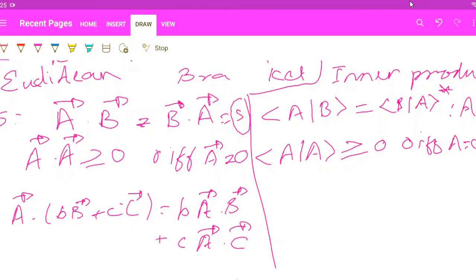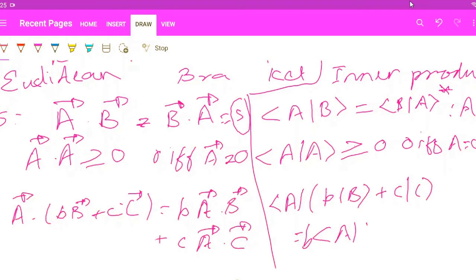And the third property of inner product is that if I take the inner product of A with, let's say, B multiplied by B plus C multiplied by C, it will be equal to B times the inner product of A with B plus C times the inner product of A with C. Kindly note the orders. I'm taking A as my bra, so everywhere A is bra. I'm taking B and C as kets, so everywhere B and C are kets only.